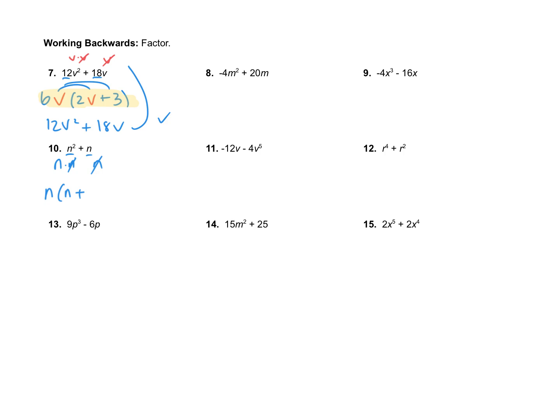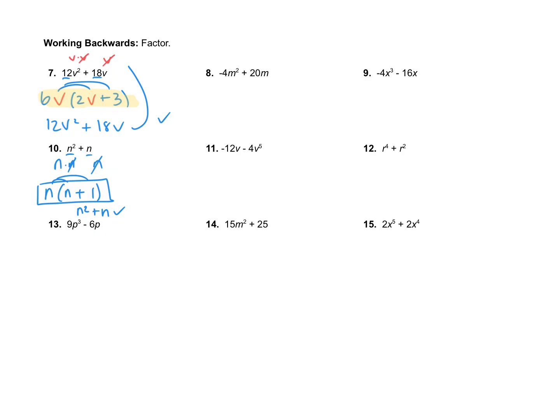Remember, we are dividing out. So if I had an n and I divided out an n, what am I left with? 1. That's what most people forget, is the 1. Now check your answer. Make sure it works out. Multiply in. We get n squared add n, which was good.